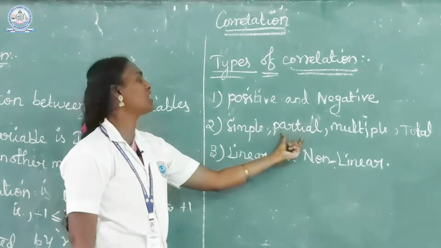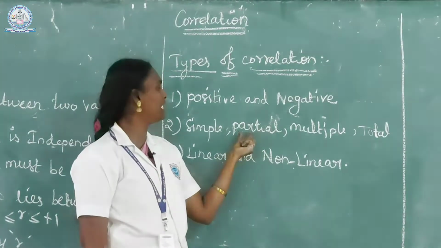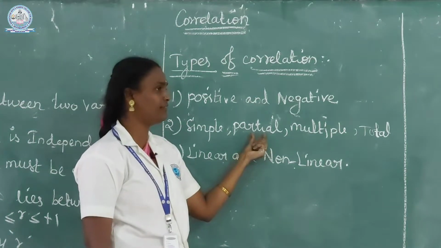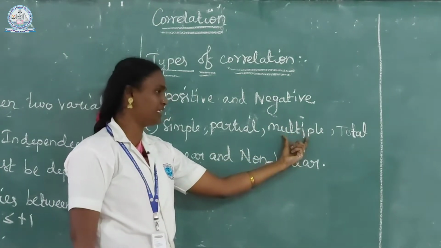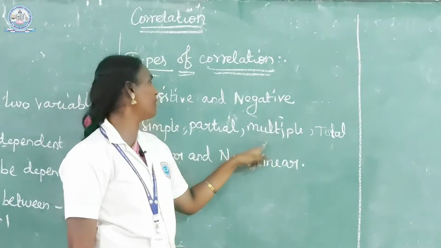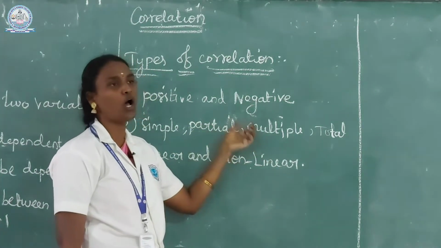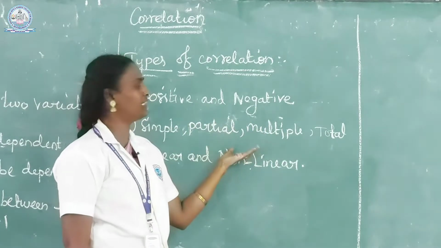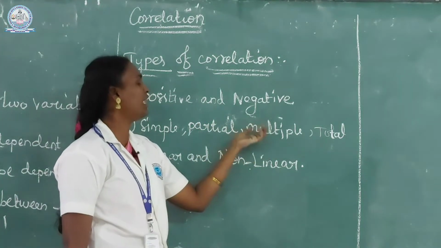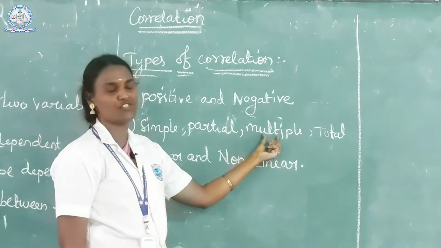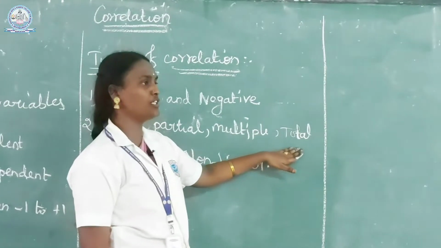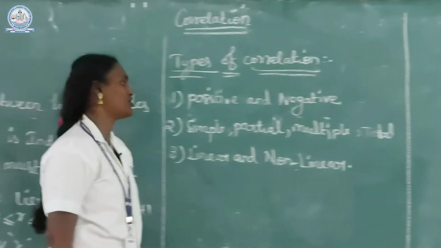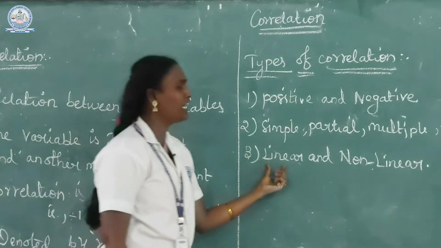Then next one, partial correlation. Partial correlation is the relation between two or more variables but excluding the effect of any other variable. Next one, multiple correlation. Multiple correlation also finds the value of relation between two or more variables but does not consider any other affected variable or not affected variable. They are also included in multiple correlation. Then last one, total correlation. Total correlation means all the facts are included in the account. That is total correlation.